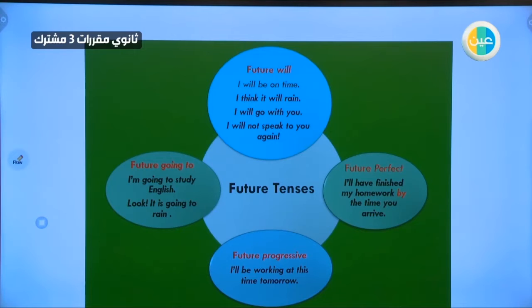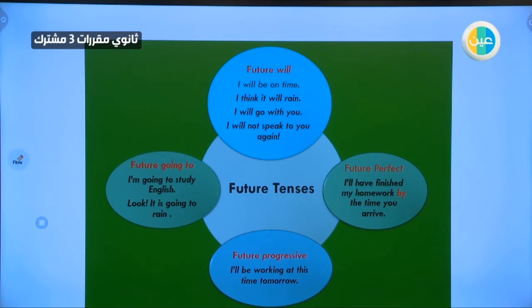For going to: I'm going to study English. Look, it's going to rain. Here I have two cases. The first one, I'm going to study English. I have a plan. I prepared before. So I used going to, and before it, be, or is, or are.